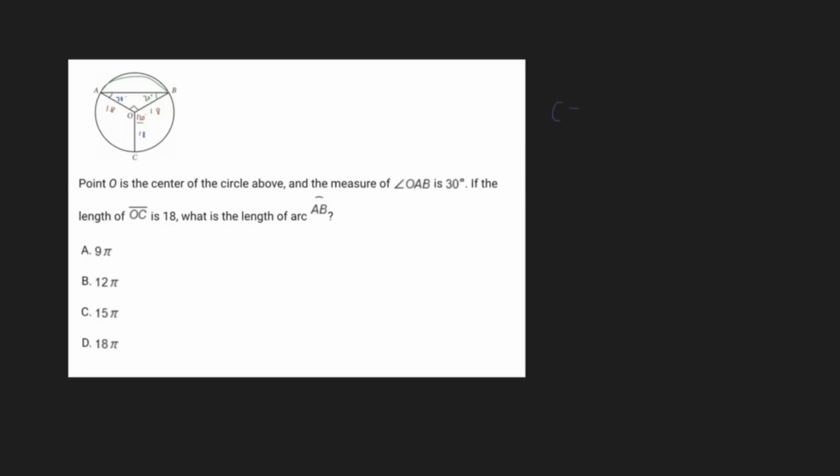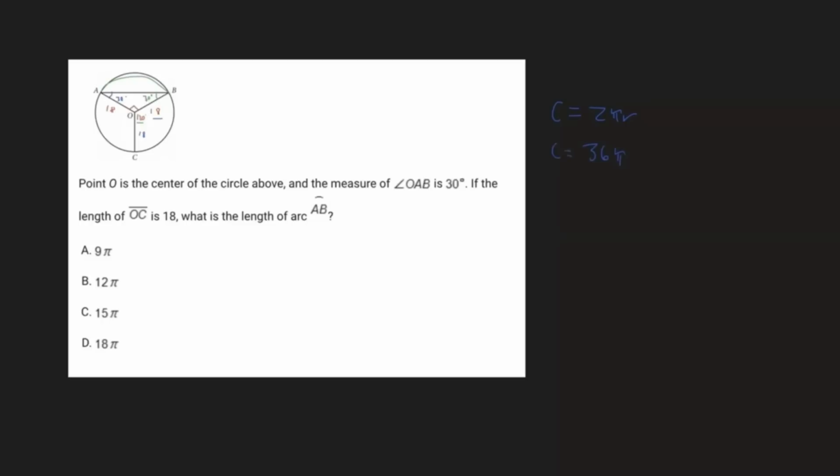So the circumference of a circle is equivalent to 2 pi times the radius, the radius, not the radians. So the radius is equivalent to 18. So we can just do 2 times 18, which is 36 pi. And so that is our circumference.